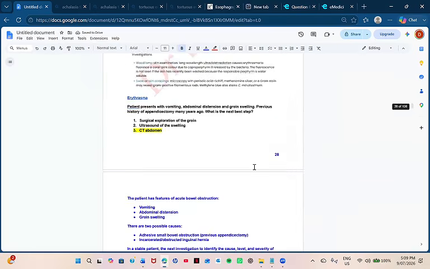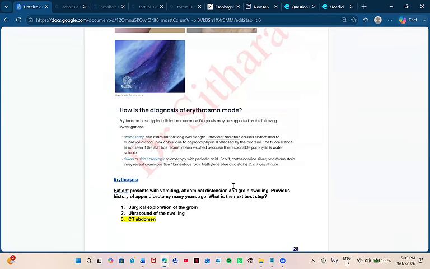Okay, so our question is just a groin swelling. They have not mentioned anything. So in that case, we can go with CT abdomen because they have not done anything here. We just have to find out whether bowel obstruction is present or not, because we are suspecting one, right?